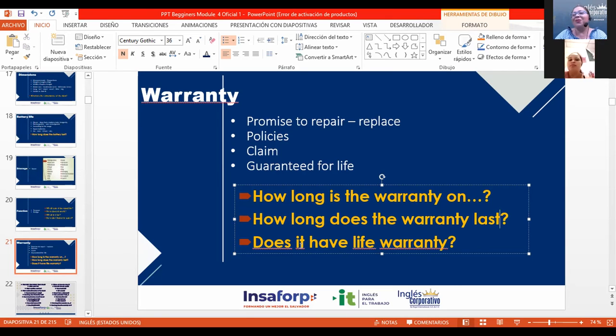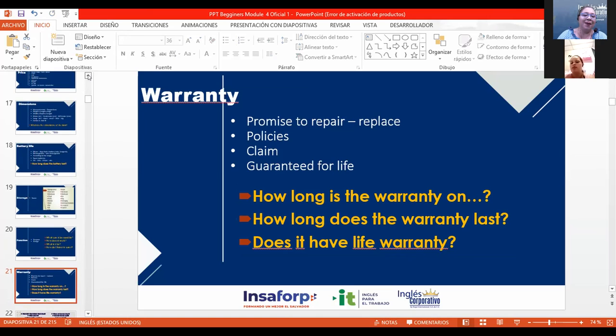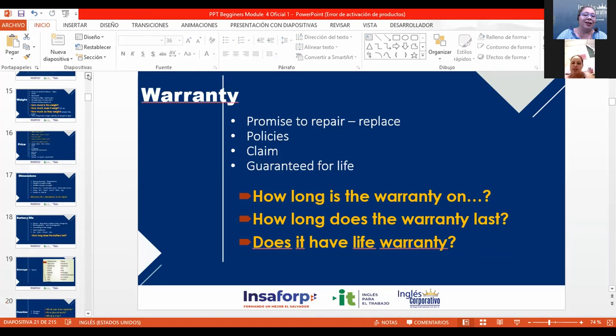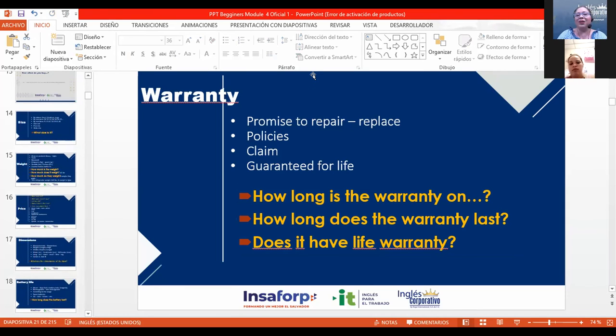Tal vez el colchón dura mucho más que lo que duran los demás, ¿verdad? Y obviamente ya después de 10 años no lo va a ir a cambiar uno, ¿verdad? O sea, that's obvious, right? But does it have life warranty? Es una de las preguntas, ¿verdad? Ok. ¿Ahí estamos bien con esas características? Yes, teacher. Okay. Is it clear? Okay, it's clear. Very good.